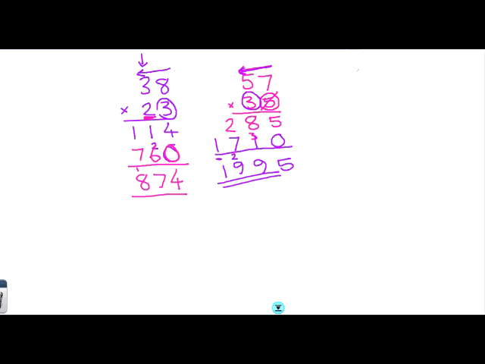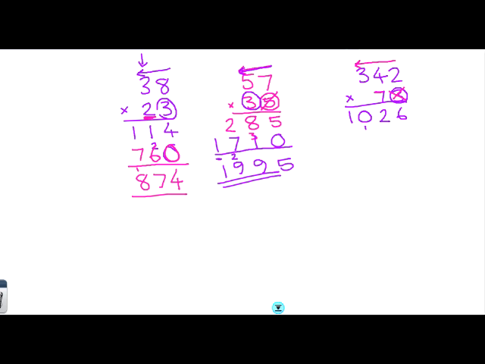Let's make it a bit bigger again. Let's do 342 times 73. Okay, so we're going to start with this one. So 2 times 3, 6. 4 times 3, 12. Carry the 1. 3 times 3 is 9, plus this 1 is 10. Now, I have multiplied the whole top row by 3, so that one's done.